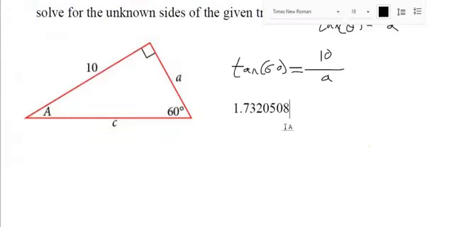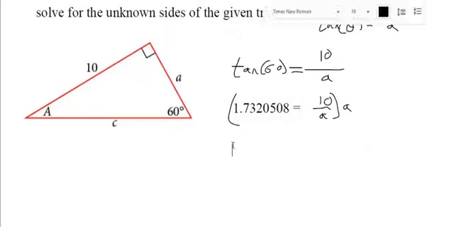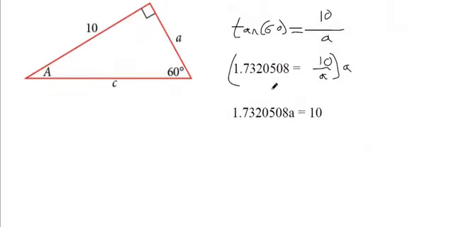Okay, in other math classes, you might talk about how to find tangent of 60 without a calculator. So in order to get A by itself, it's in the bottom of a fraction. So what I want to do is algebraically multiply both sides by A to cancel out A in the bottom. So when we do that, we get 1.73205008 A equals 10. So it's a little better now. A isn't in the bottom of the fraction.